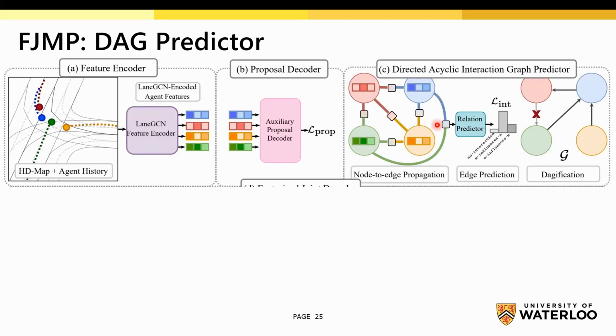But to be able to supervise this task, we need labels. So we're going to derive heuristic labels on the edges of this graph. And this classification problem has three labels. So if we were to look at green and blue here, there's three possibilities. Either green and blue are not interacting, so that's the no interaction label. Or green influences blue in the interaction, so that's green influences blue, or the other way around, blue influences green.